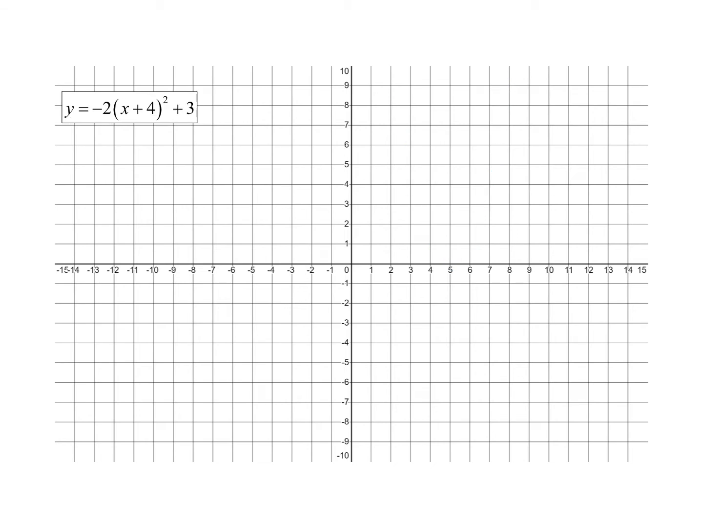This example puts a whole bunch of it together. We have a flip, we have a stretch, we have a shift in both the horizontal and vertical directions. The best way to start this is find where your vertex is. The +4 puts us at -4 and the +3 puts us up 3. So this is where your vertex is. From there, it opens downwards, and instead of going over 1 down 1, it's down 2. So we end up with a parabola that looks something like that.